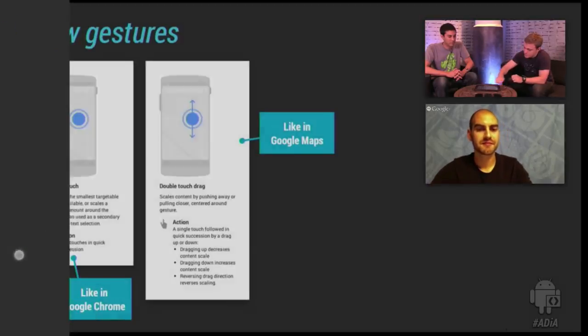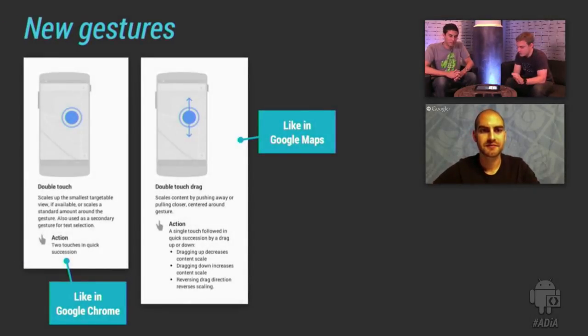Okay, let's move on to new gestures. These aren't exactly new gestures, but we're formalizing two new gestures in our design guidelines. If you go to developer.android.com/design, I think it's under patterns, gestures, I forgot. But you'll see two new gestures. The first is an expansion of double touch, and the second is double touch to drag.